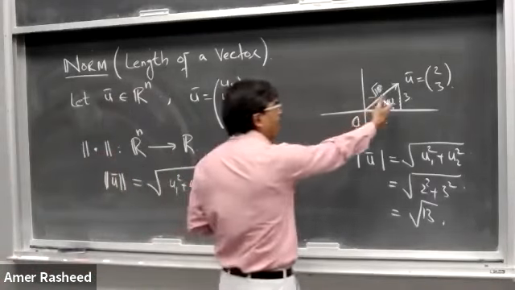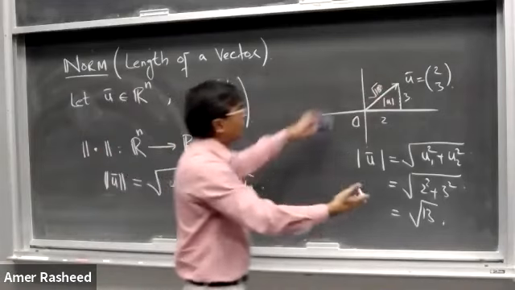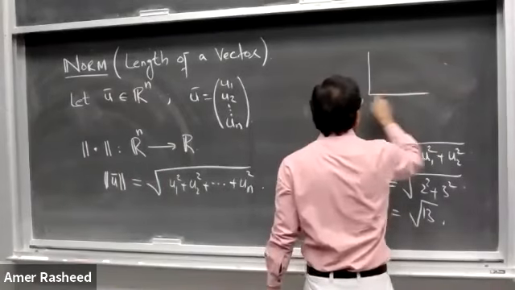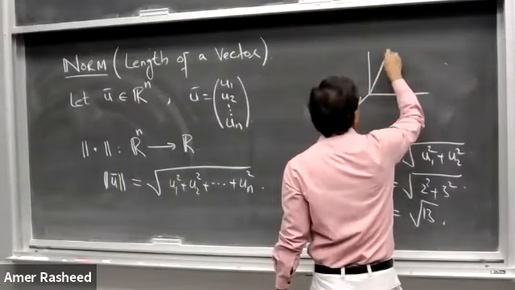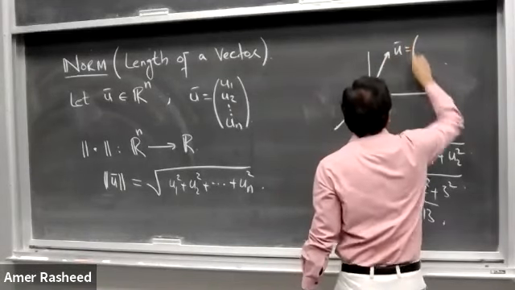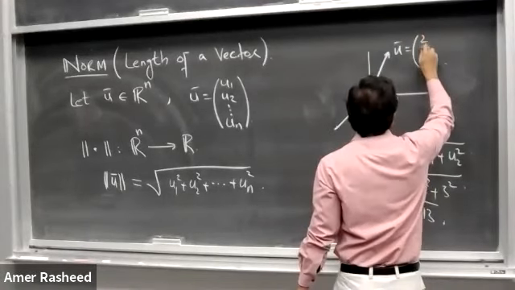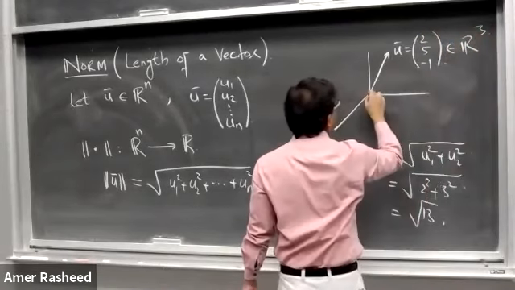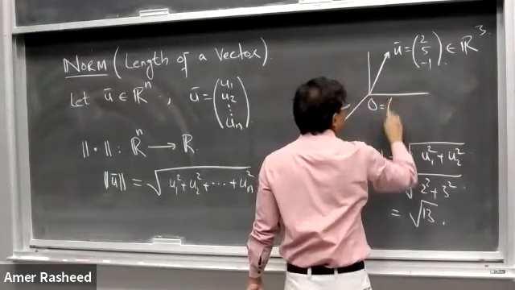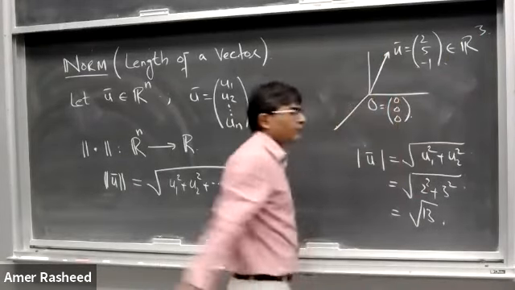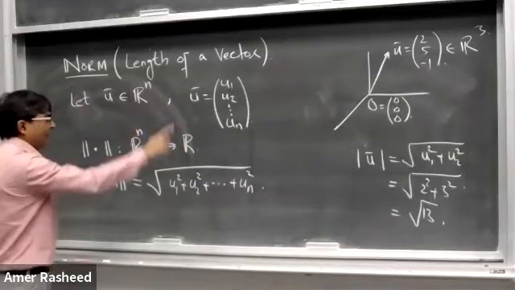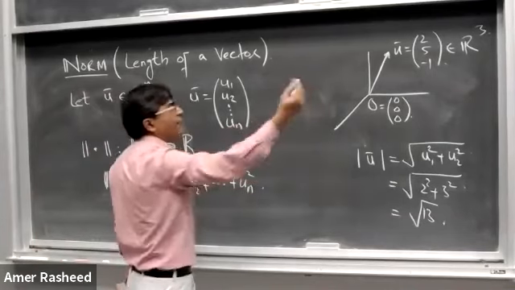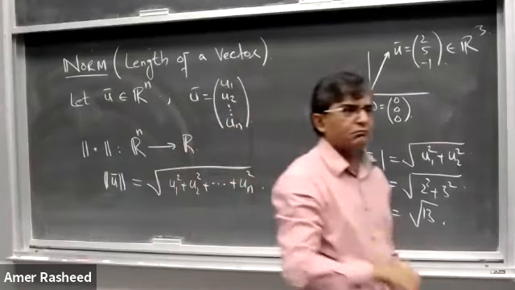Agar aapke paas R2 hai, to length hi hogi. R3 hoga, to length kya ho jayegi? You must have some vector in R cube. For example, this vector, theek hai, ye U vector hai in R cube. Now it must have three components, 2, 5, -1, maybe. So it belongs to R cube. Now the length of this vector from origin, where origin is (0, 0, 0). Okay. So the length would be square root of U1 square plus U2 square plus U3 square in R cube. So if we have R4, we'll have four components, and so on.